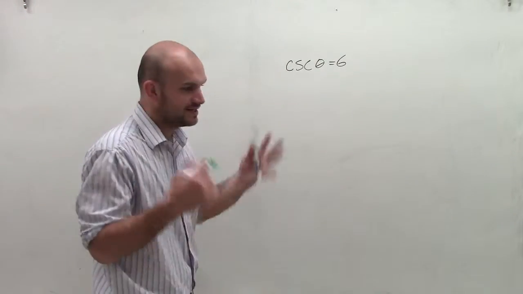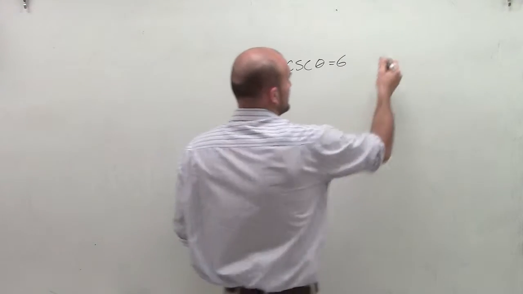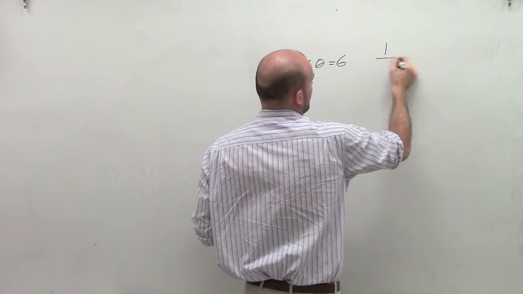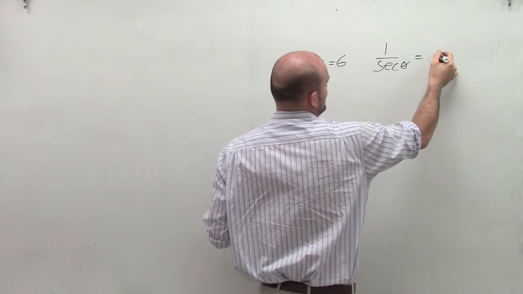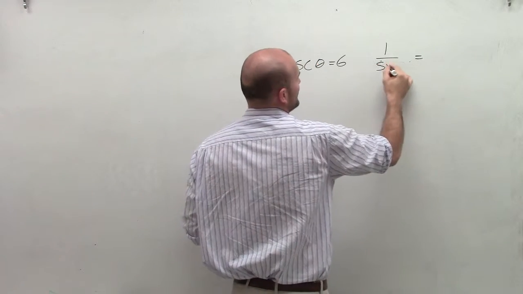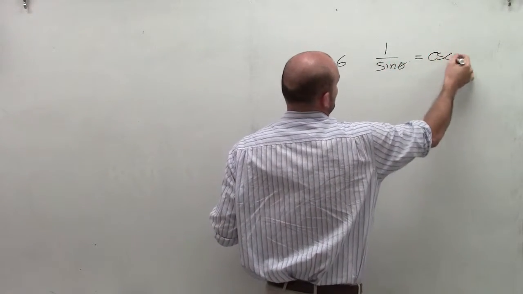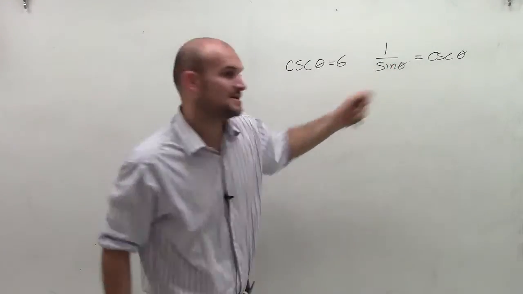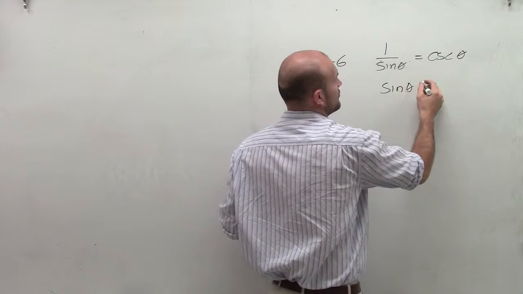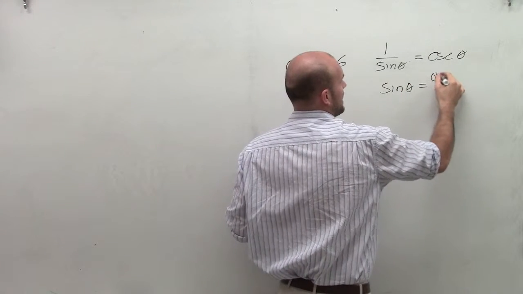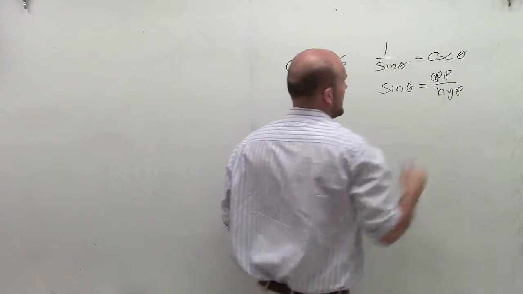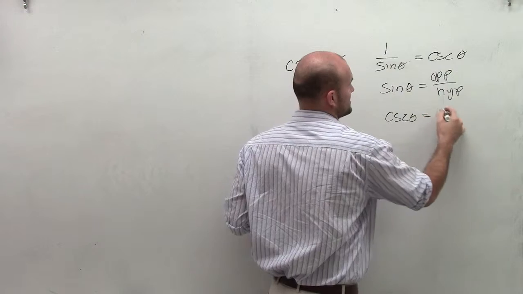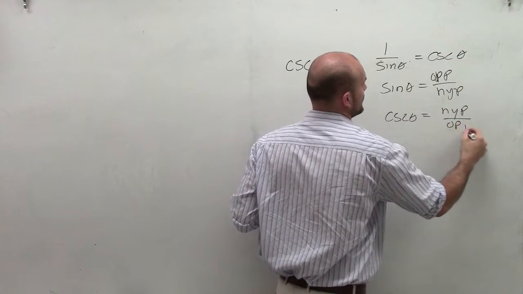So I need to understand what cosecant is. Remember, cosecant is the reciprocal of sine. So 1 over sine of theta equals cosecant of theta. Really, what this means is that it's the reciprocal of sine. So then we think of sine. What is the sine? Remember, the sine is opposite over hypotenuse. So the reciprocal of sine is the cosecant, which means it's going to be the hypotenuse over opposite.